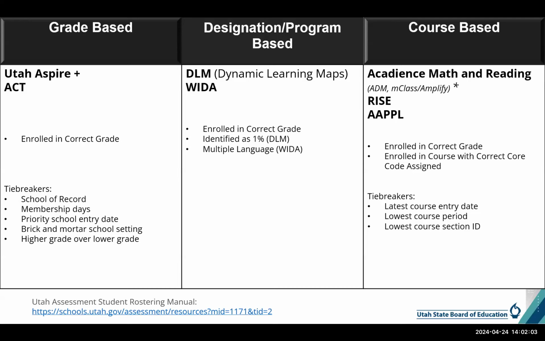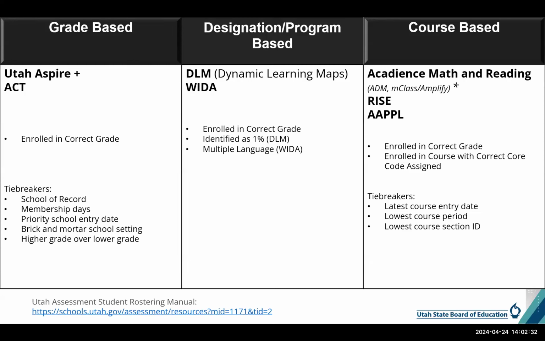Our next set of assessments are sort of designation or program based. If you are designated as a 1% student, then you're going to roster for DLM testing, dynamic learning maps, our alternative assessment. If you are in an EL program, ML program, then you are going to most likely roster for WIDA testing if you are not marked fluent in English.